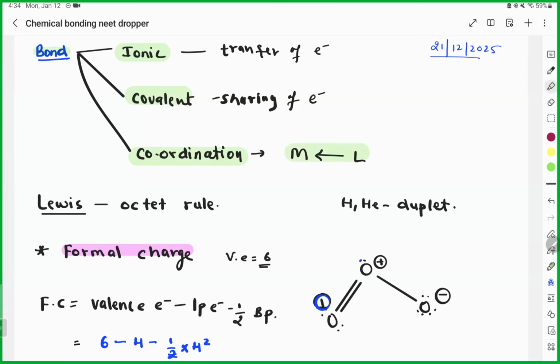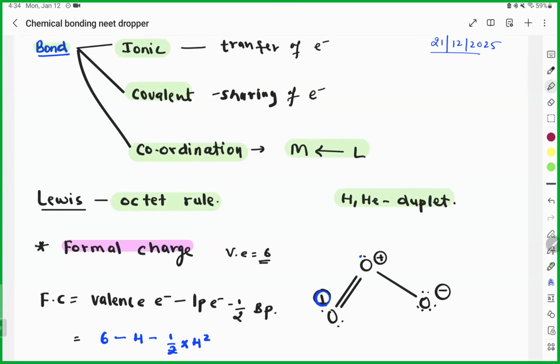Lewis gave the rule of octet when he said if you are making any compound, any element wants to have a maximum of 8 electrons in the shell after interaction, after sharing or transfer or whatever. Octet rule. Except hydrogen and helium, which want to have a duplet, meaning 2 electrons in their outermost shell.